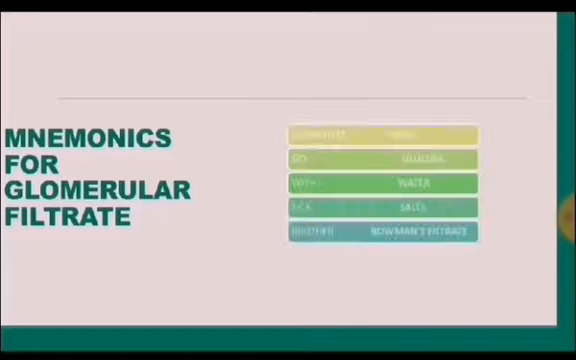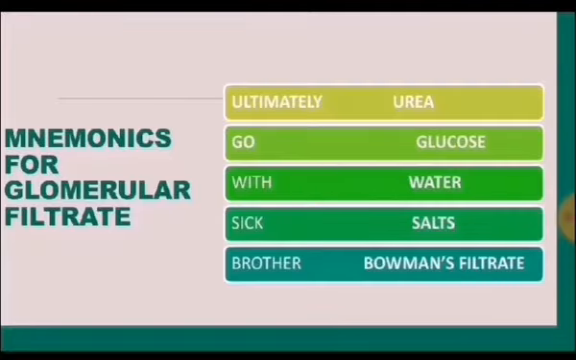The mnemonic for glomerular filtrate: we can easily remember the composition of this filtrate by this mnemonic. Ultimately, U for urea, Go for glucose, With for water, Sig for salts, Brother for Bowman's filtrate. So we can remember the statement, ultimately go with Sig, brother.